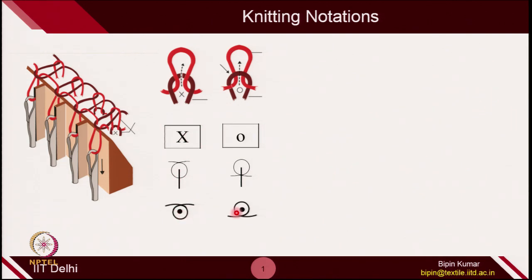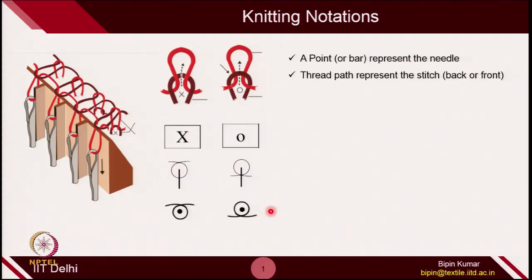Especially the point diagram and bar diagram are quite popular in industry, because herein you are actually representing the needles, how many needles have been used, and what is the nature of the yarn which has been followed. So, a point or bar is quite useful, because it is indicating the needles on the machine and the path which the yarn is following. This is the path which the yarn is following; it actually represents a stitch, and that stitch could be technical front or it could be technical back.